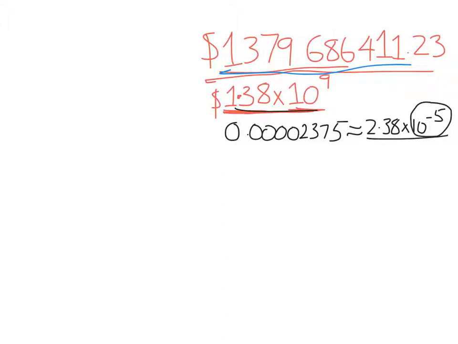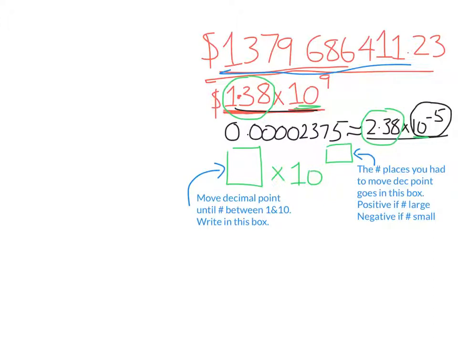So again, what we're doing is taking really large or really small numbers and making them easier to understand. Note, the way I wrote them in scientific notation, I started off with a few digits, a number between 1 and 10, and I wrote it times 10 to the power of something. So this here in green is how we write numbers in scientific notation. To change a number into scientific notation, we just have to figure out what goes in each box.